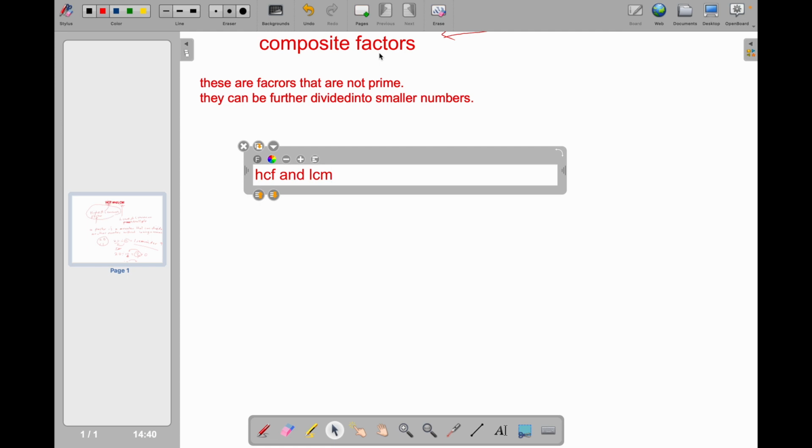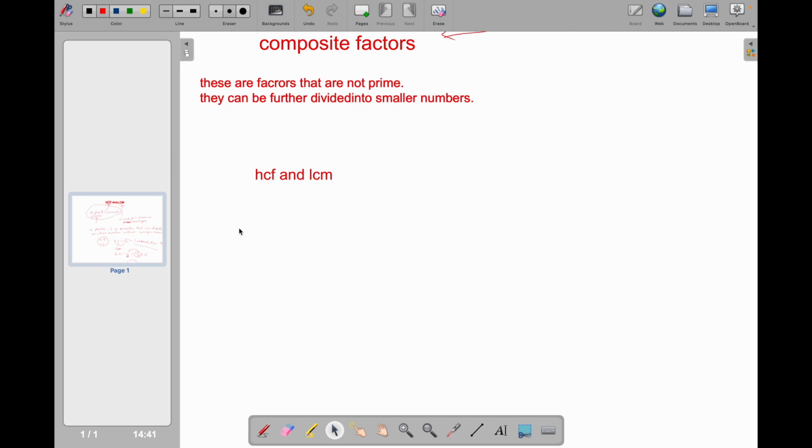So for us to know what we are talking about, let's see what a multiple is. So here we write multiple. What is a multiple? Multiples are products of a given number.